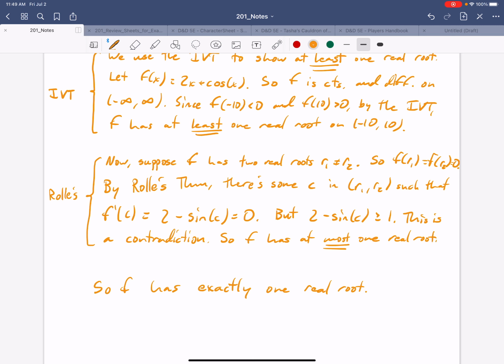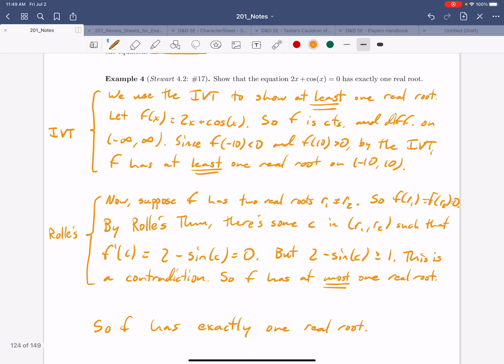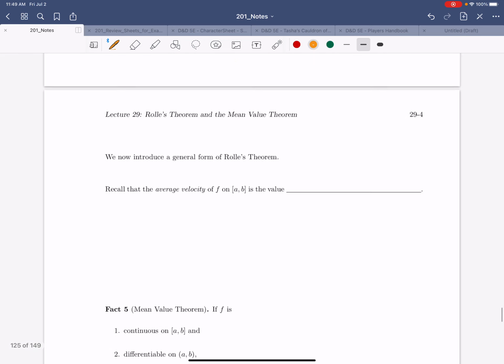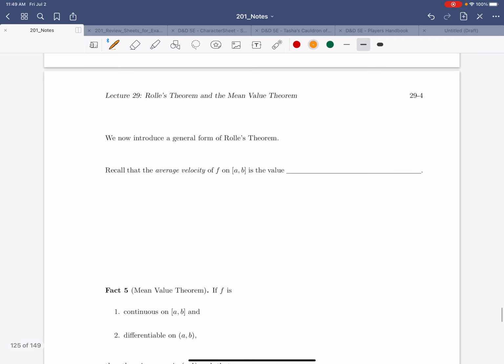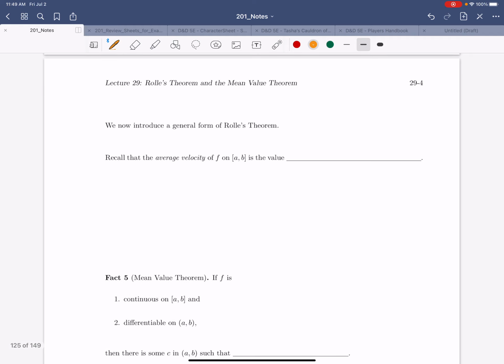Okay? A little bit long, right? It's a two-parter. I wouldn't ask the IVT part on the 4.2 part of the exam, but I could ask the Rolle's theorem part. And I could ask the IVT part on the 2.5 topic of the exam, right? All right, next up, we're going to get to the mean value theorem in the next recording.